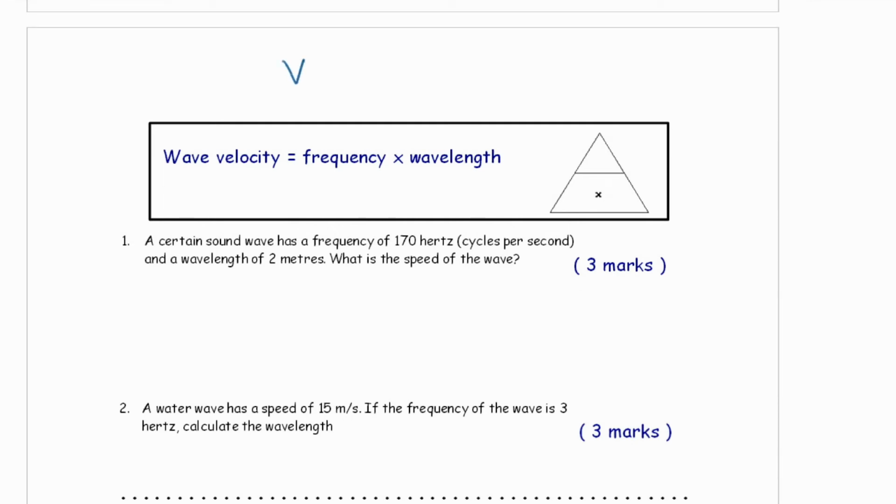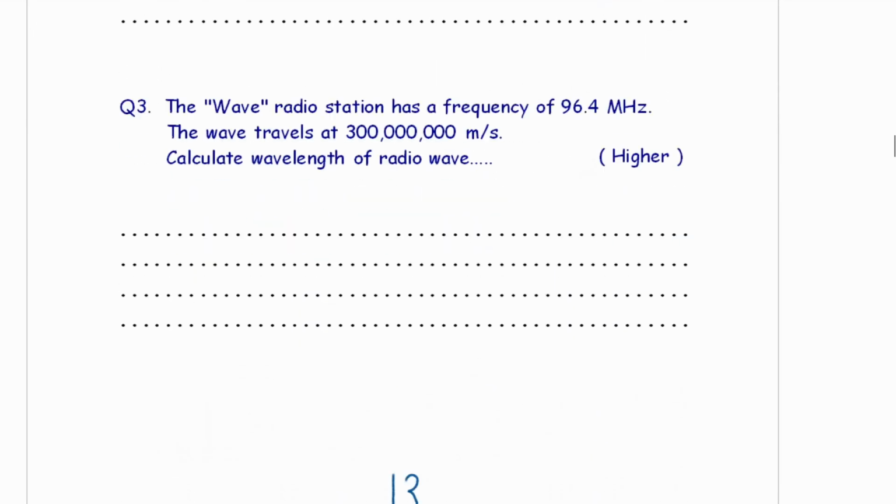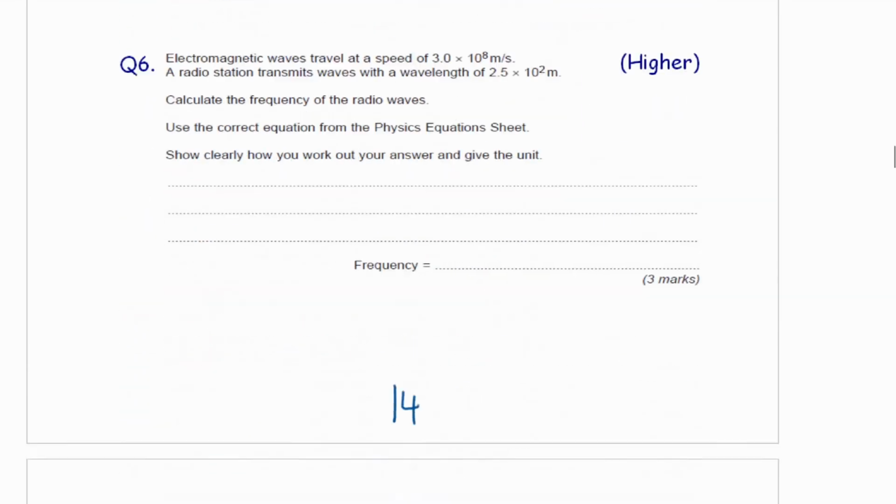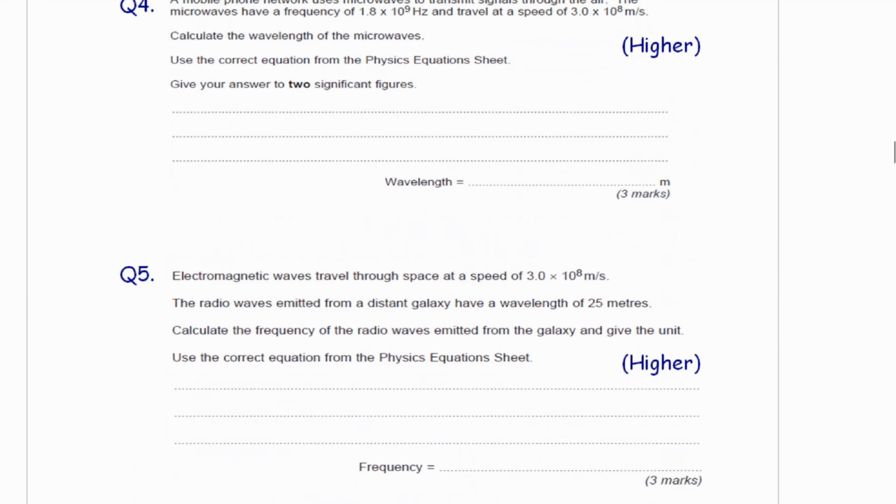Remember, some of you are happy in terms of rearranging, and if you're doing higher tier, you need to rearrange. For example, if you want to get F on its own, you divide both sides by lambda. That would leave you with F equals V over lambda. Or you can use this method, where you cover one with your thumb to get the equation. We've got now 1, 2, 3, 4, 5, 6 questions.